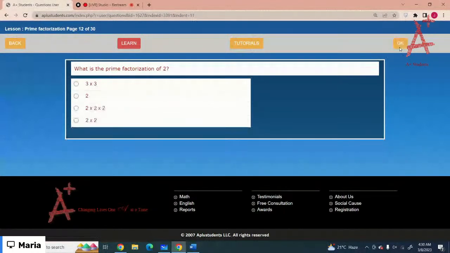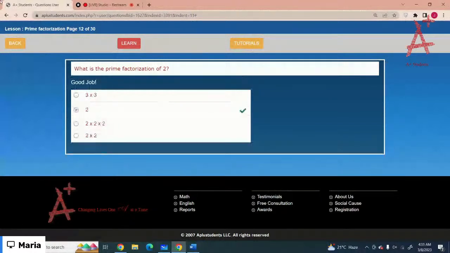What is the prime factorization for 2? Yes, it is 2. Got it? Okay, you can complete the test by yourself later today. Let me just move on to the next lesson.